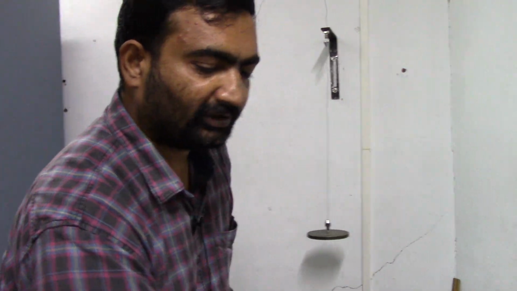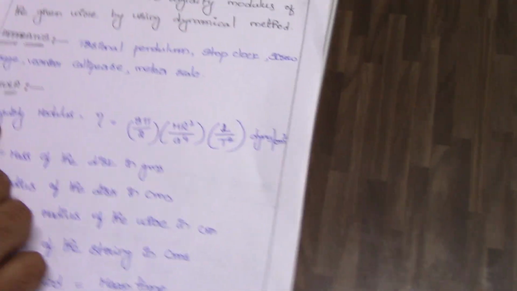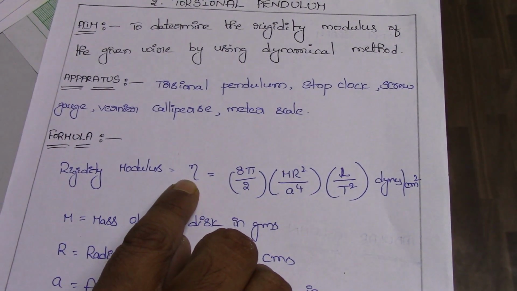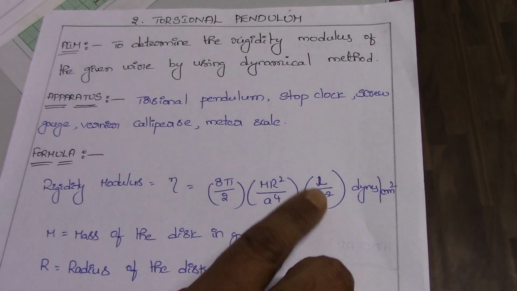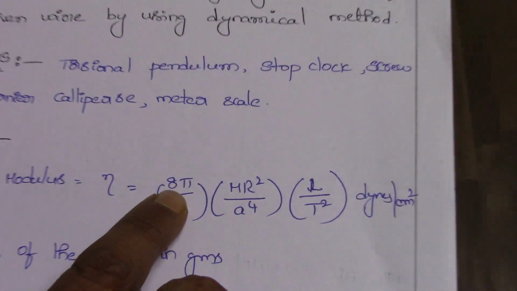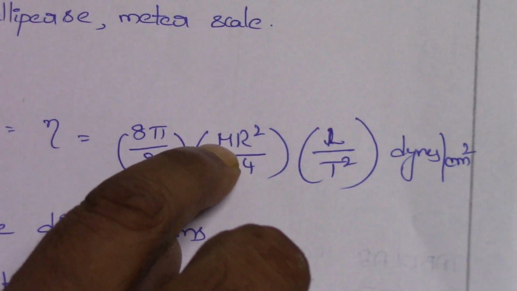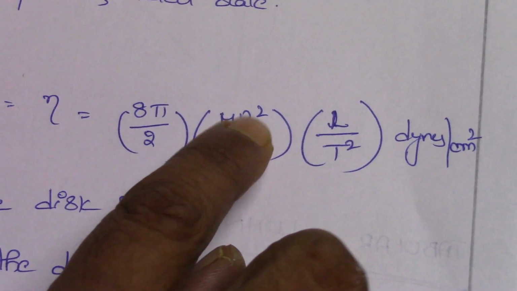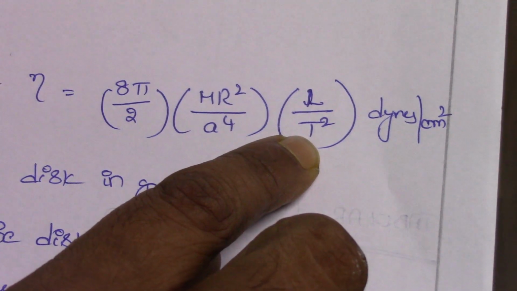First let us see the formula to find the rigidity modulus in this experiment. You can find the rigidity modulus, denoted by eta, as 8 pi by 2 into M R square by a to the power of 4 into L by T square. Here, students, 8 is constant, pi is constant, its value is 3.14, and 2 is also constant. Here M is the mass of the disc, R is the radius of the disc, and a is the radius of the wire, and L by T square we can find from the graph.